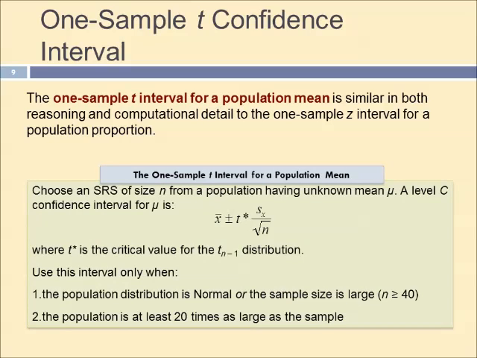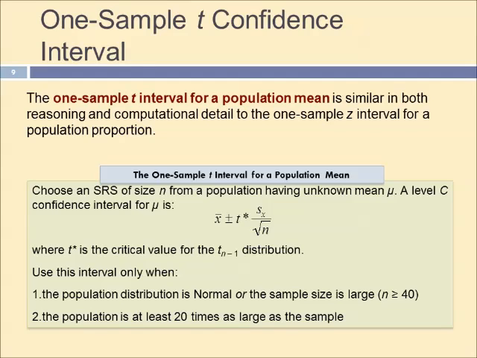So a one sample t confidence interval for a population mean is similar in reasoning and computational detail to the one we use for the one sample z interval. We choose the simple random sample, and the confidence interval for the mean is pretty much the same formula. It's the mean, x bar, of the sample, plus or minus the critical t-value, times the standard deviation of the sample, divided by the square root of the sample size.